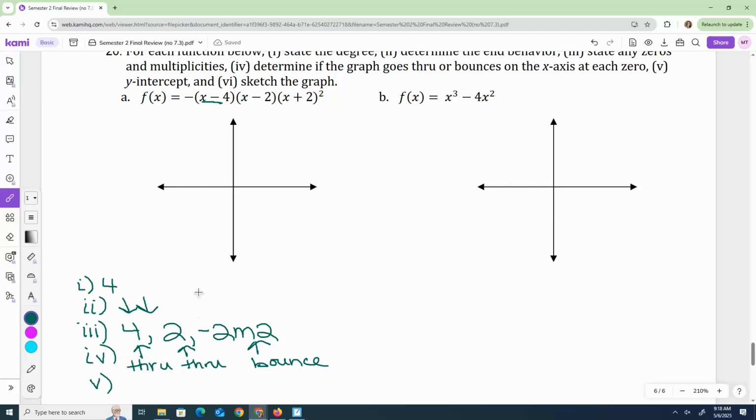How do we find a y-intercept? Put in 0 for all of your x's. So if you do that, we have the negative in front. -4 times -2 times 2 squared. And we get -32.